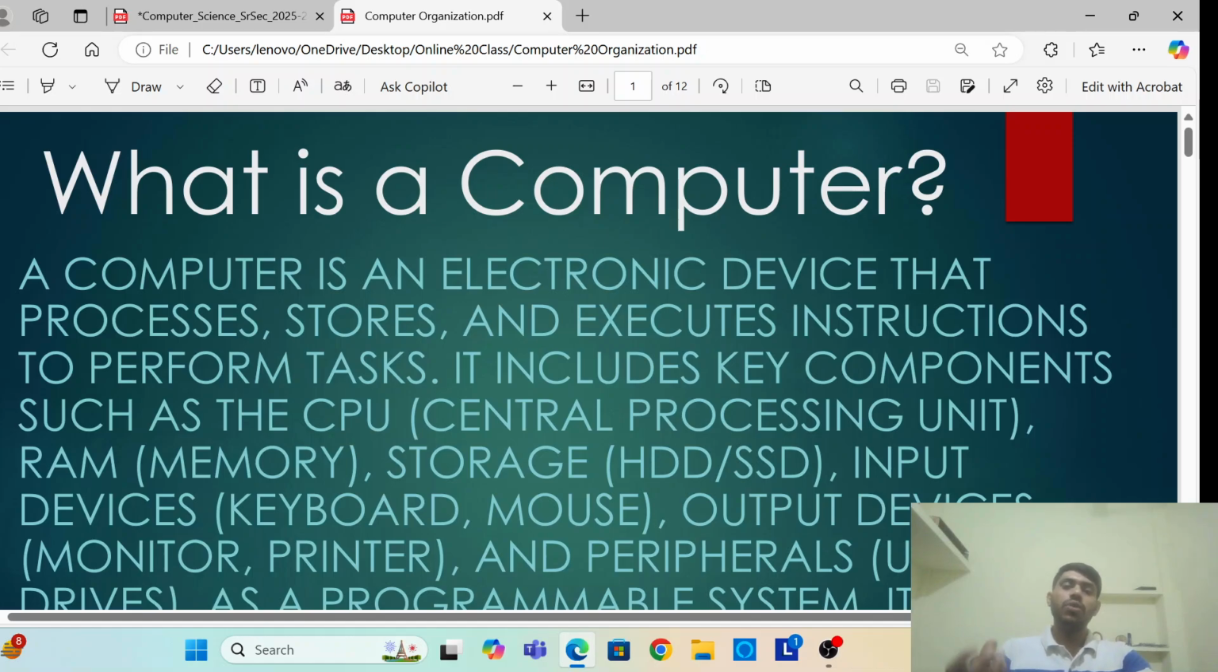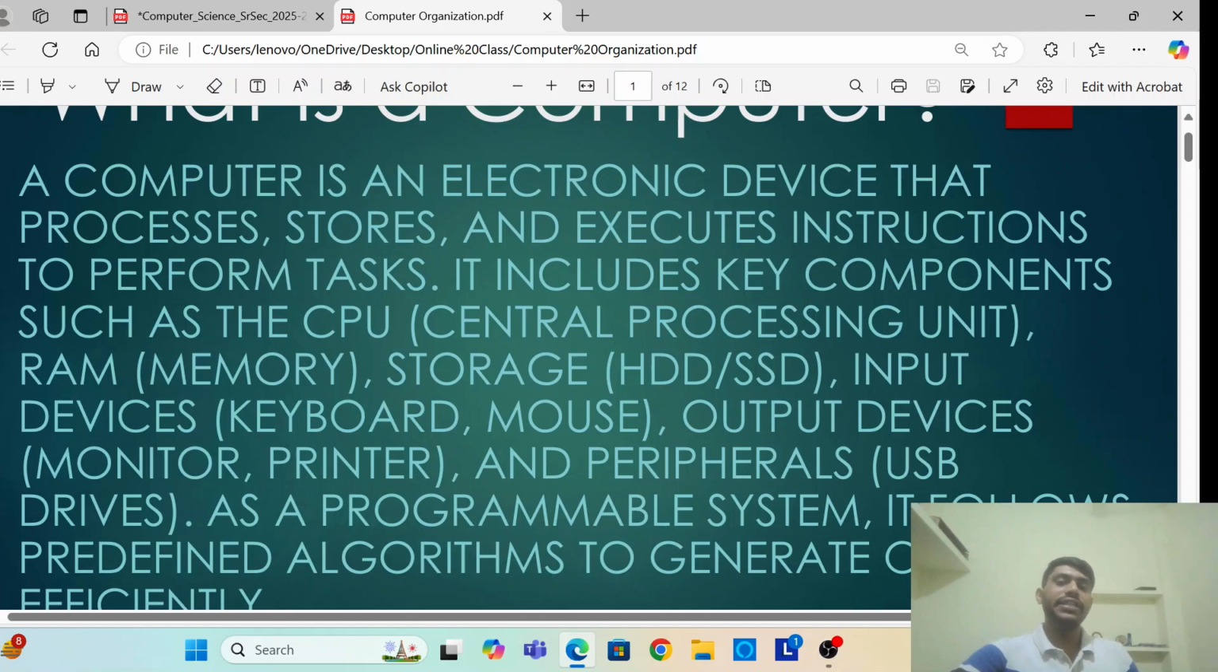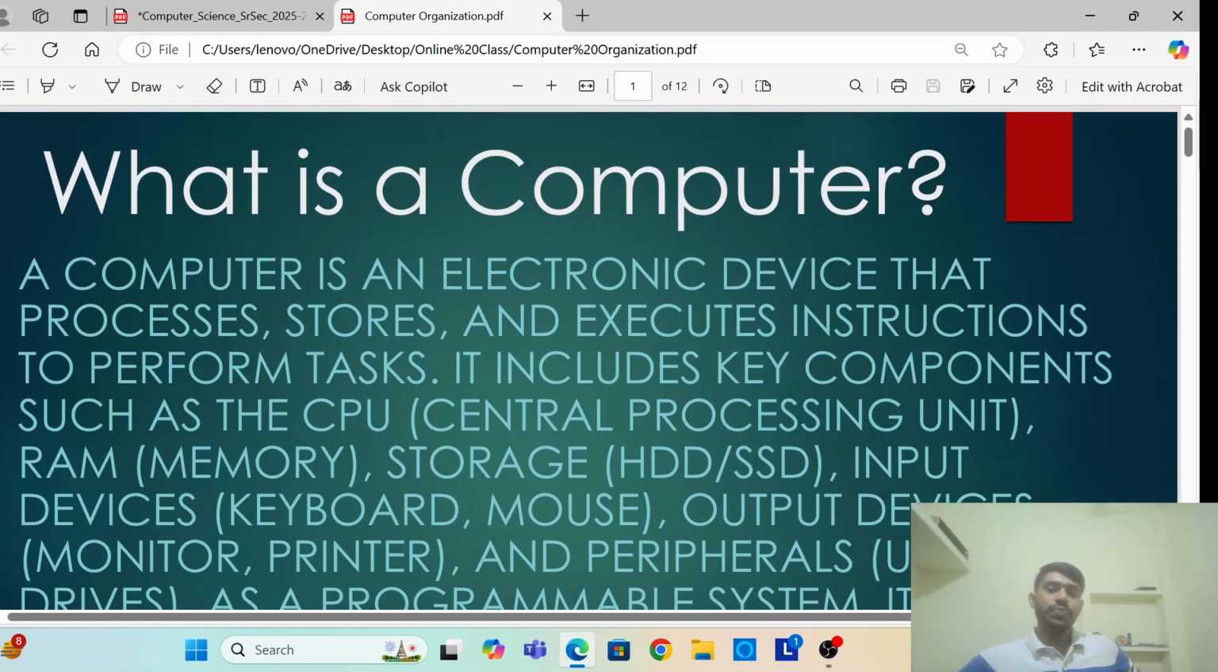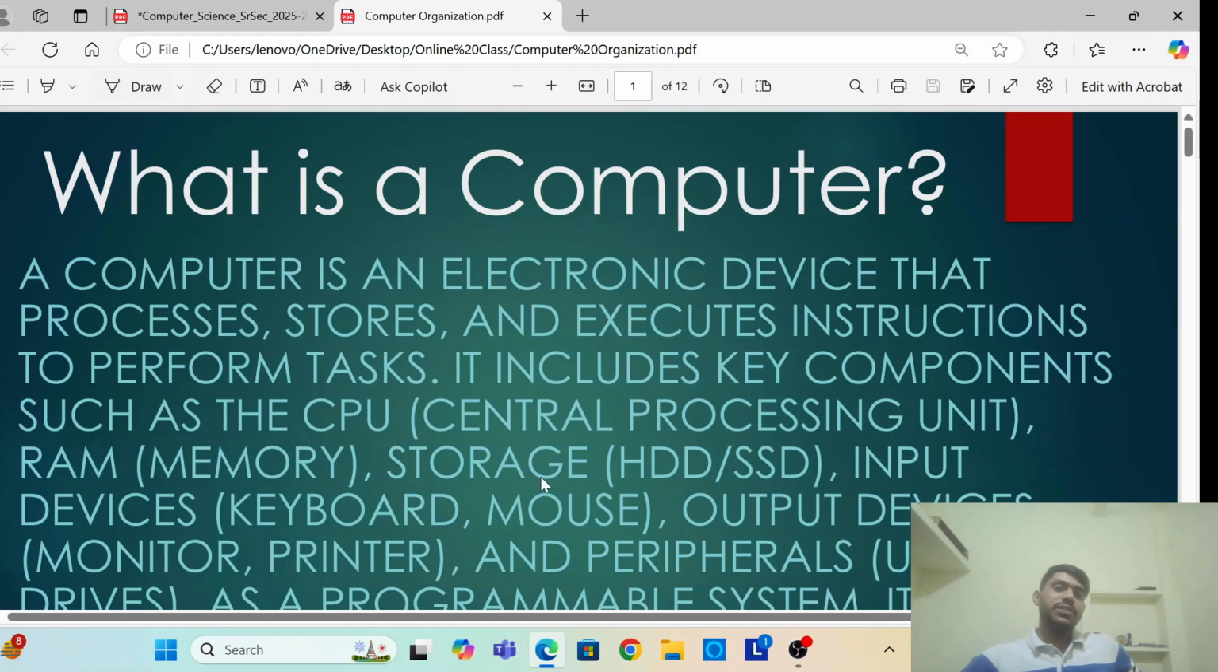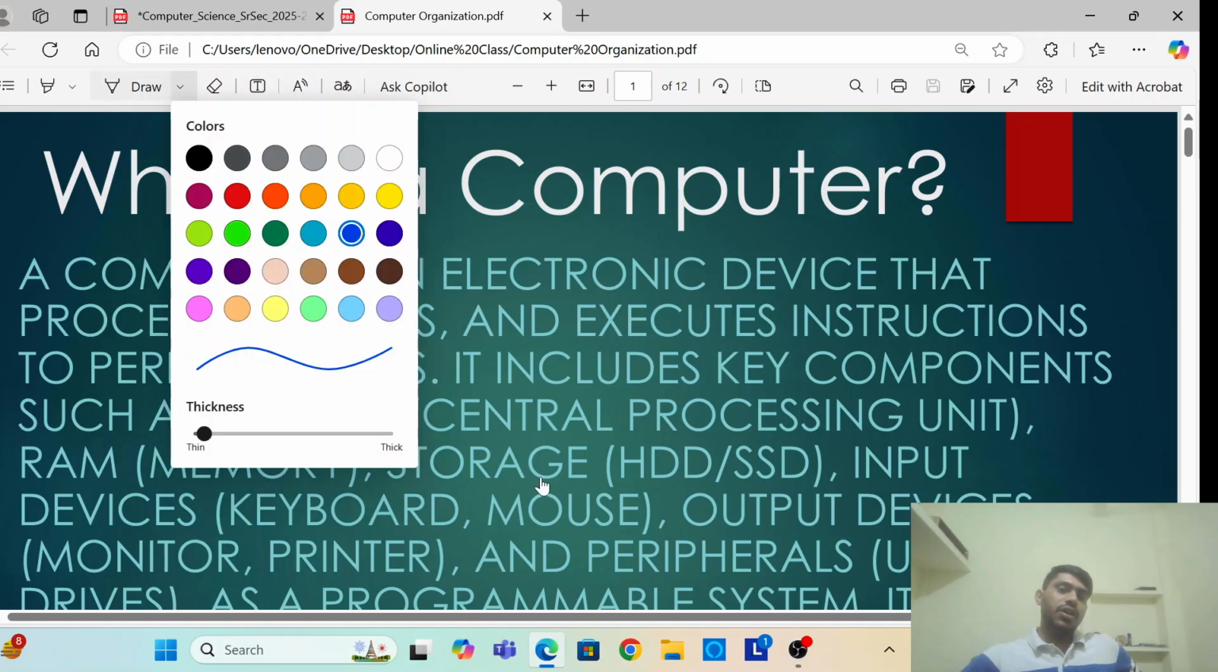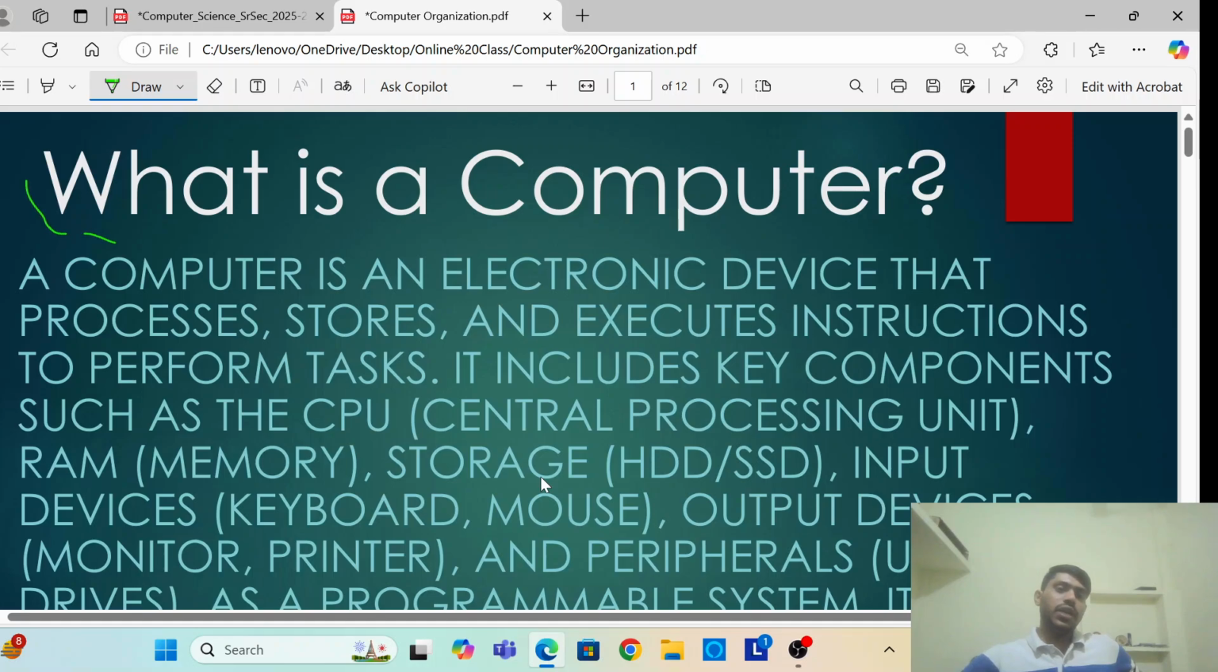When you get time, you can go through the fundamentals of computer, regarding computer architecture, the design and the structure of a computer and its components. As you know, a computer is an advanced electronic device that processes, stores and executes instructions to perform tasks. Here you can see what a computer is.